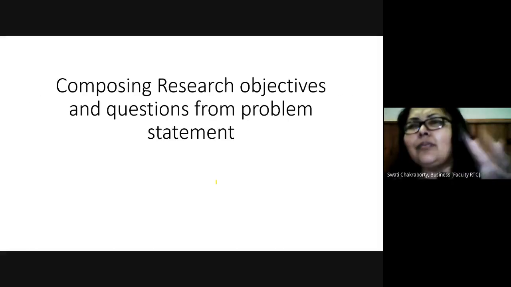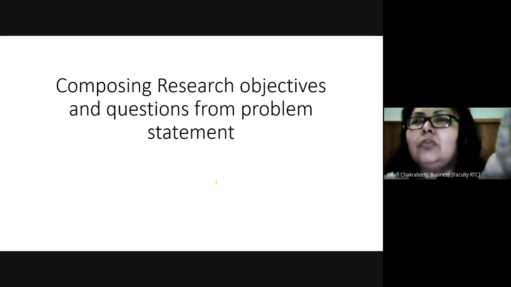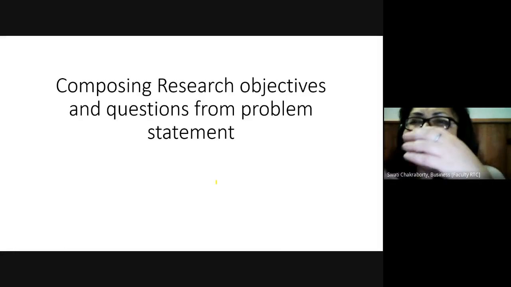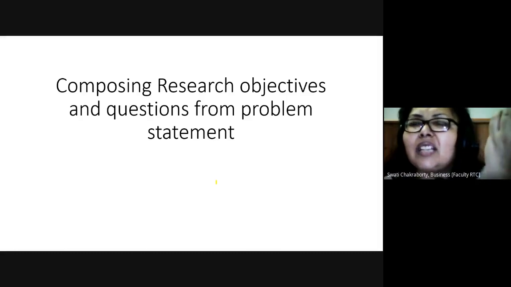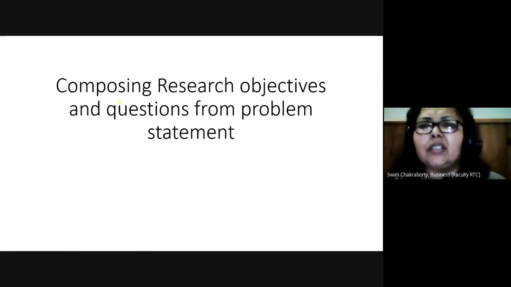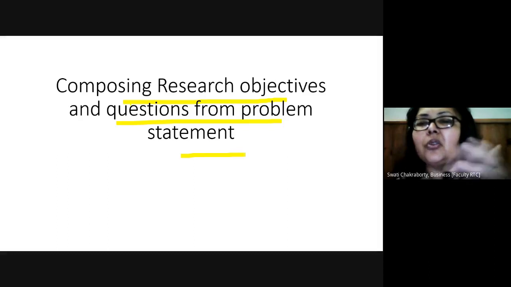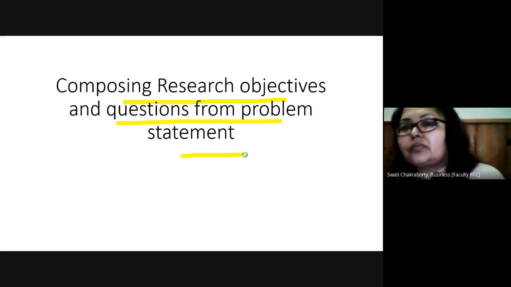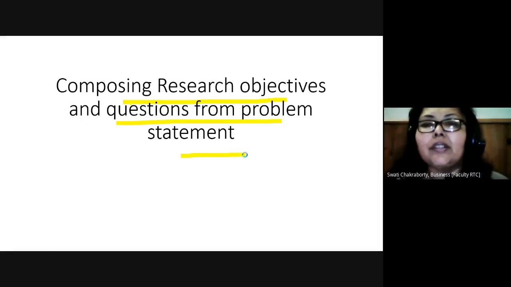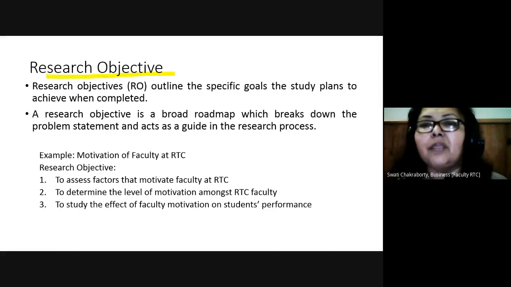So the same problem, same situation, but you are expressing it through three different techniques. You can use any one, right? So, composing research objectives and questions from the problem statement. How do you form your objectives and questions? From the research problem, you first frame your research objective.